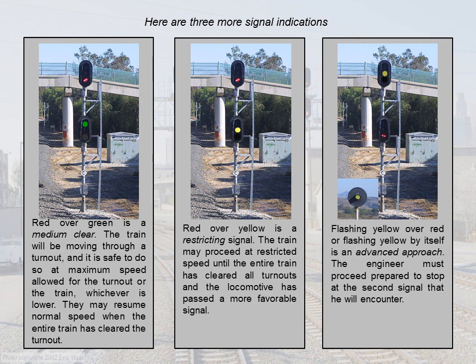Red over yellow is a restricting signal. The train may proceed at restricted speed until the entire train has cleared all turnouts and the locomotive has passed a more favorable signal. Flashing yellow over red, or flashing yellow by itself, is an advanced approach. The engineer must proceed prepared to stop at the second signal that he will encounter.